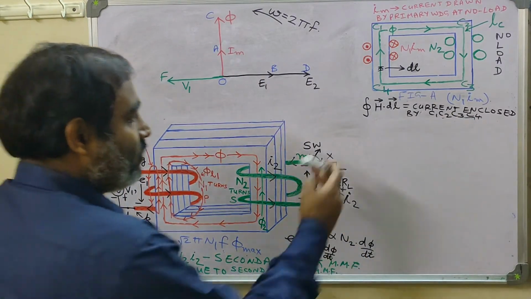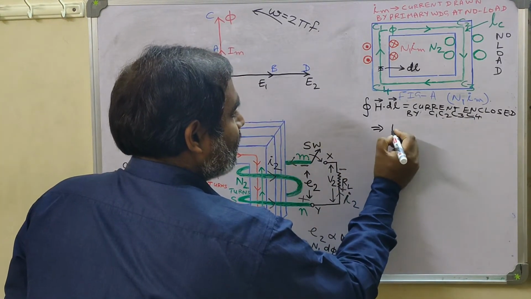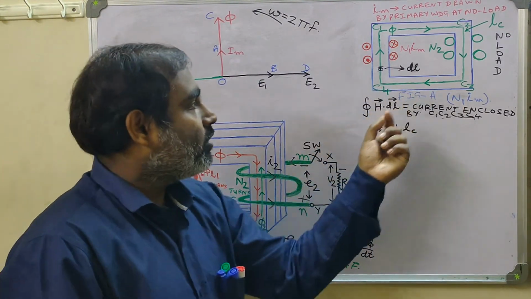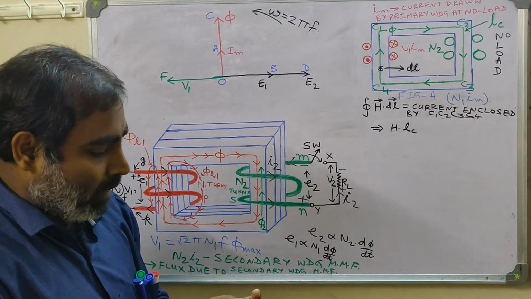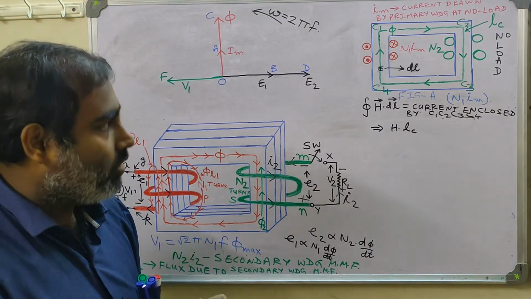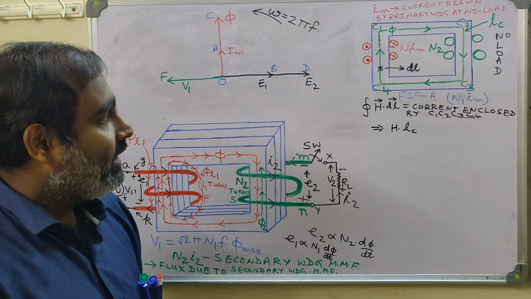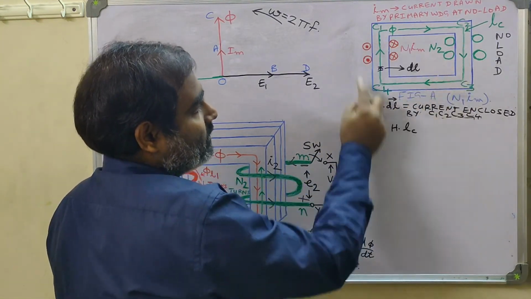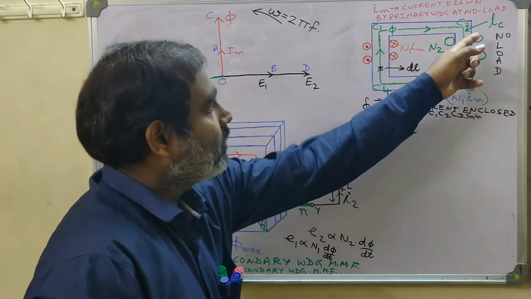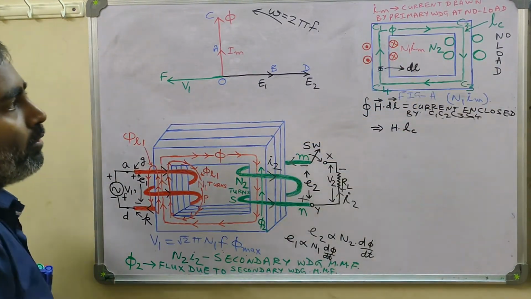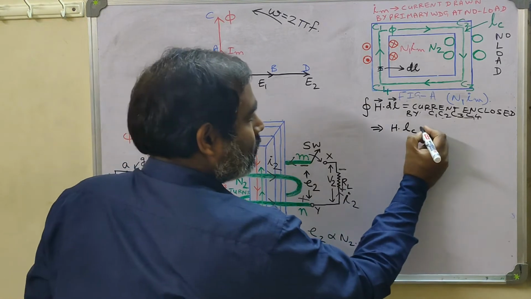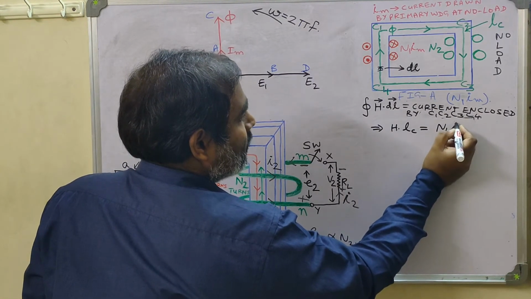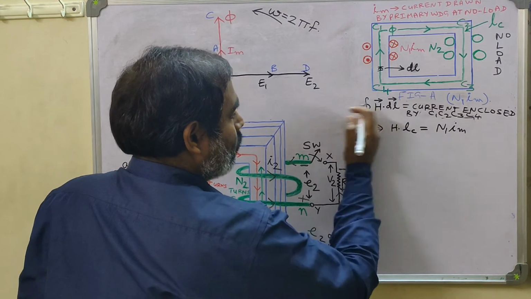So what can we write further? We can write H into LC, because if you take the summation of all the infinitesimal path dl along this complete path C1, C2, C3, C4, it will be equal to LC only. What is LC? The mean length of the magnetic circuit. So H into LC equals the current enclosed. What is the current enclosed? It is N1 into Im.